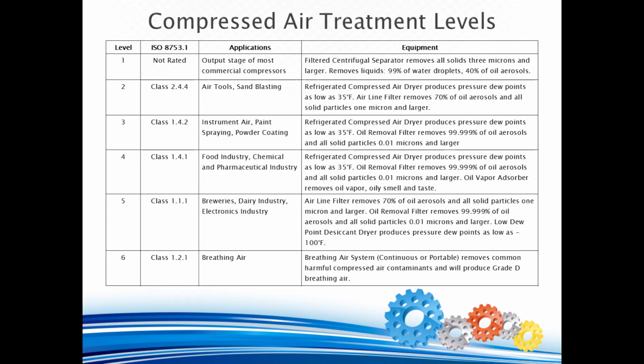Additional equipment needs to be fitted to get higher quality compressed air, ranging from levels 2 through 5 for specific industry applications, or level 6 for breathing grade air, which is separately covered in the operator protection training video. PanBlast's range of equipment is suitable for compressed air treatment to level 2, ISO 8573.1 class 2.4.4, for sandblasting use, and to level 3, ISO 8573.1 class 1.4.2 for paint spraying and powder coating applications.